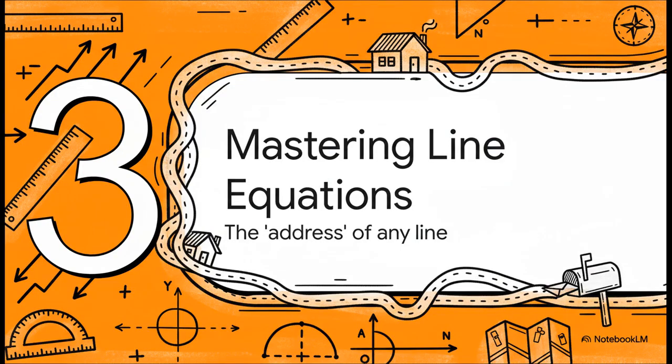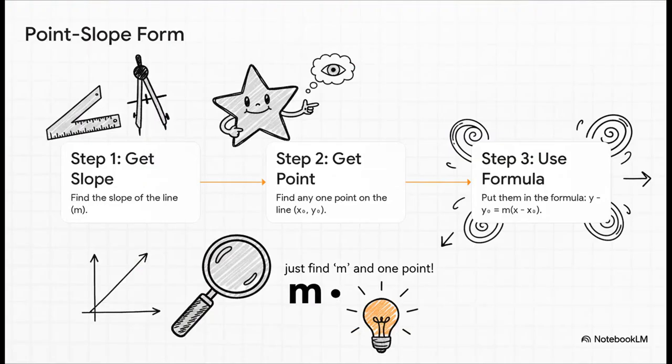Okay, so now you're all slope masters. So what's next? Well, now we can find the address of any line. And what's the address of a line? It's simply its equation. So let's check out the most common ways to write this address. And this one, my dear students, this is going to be your new best friend. It's the point-slope form. Honestly, it's just a simple 3-step recipe. All you need is the slope, m, and any one point on the line. That's it. Once you have those 2 things, you just pop them into the formula. y minus y0 equals m times x minus x0. See, the whole game is just about finding the slope and 1 point.